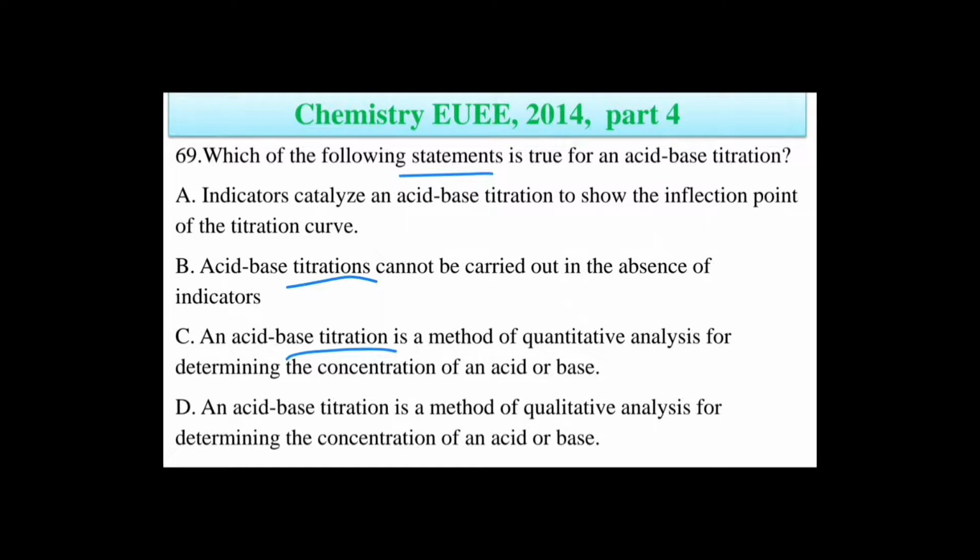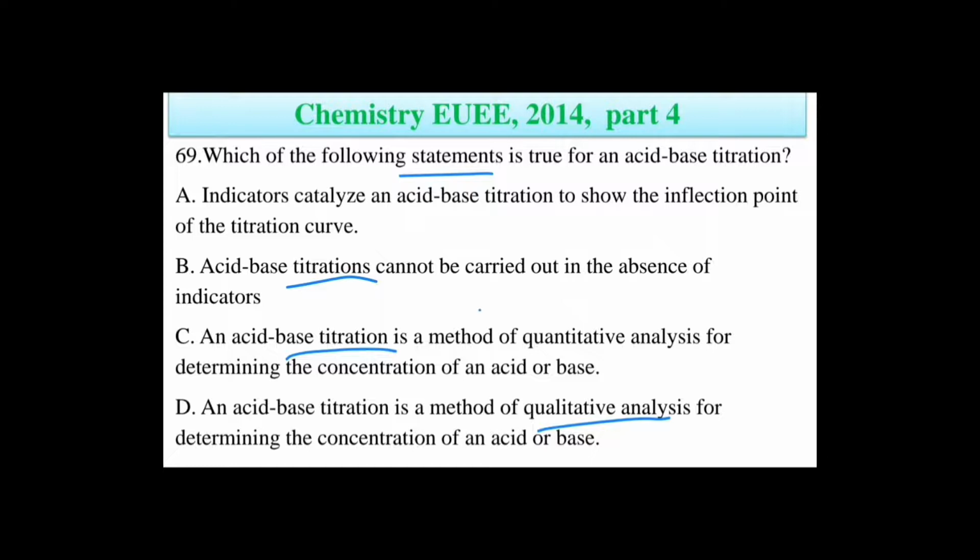An acid-base titration is a method of qualitative analysis for determining the concentration of acid or base, says the question. Which of the following statements about acid-base titration is correct? First, acid-base titration is a technique in which a solution of known concentration is used to determine the concentration of an unknown solution. The method we use to find the unknown concentration of a solution, based on a known concentration, is called titration.